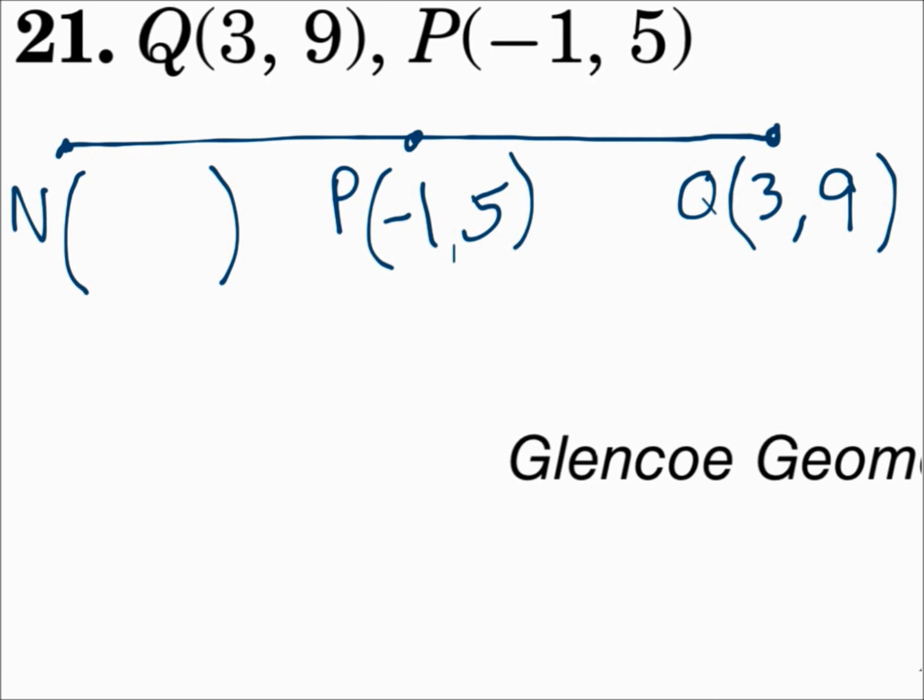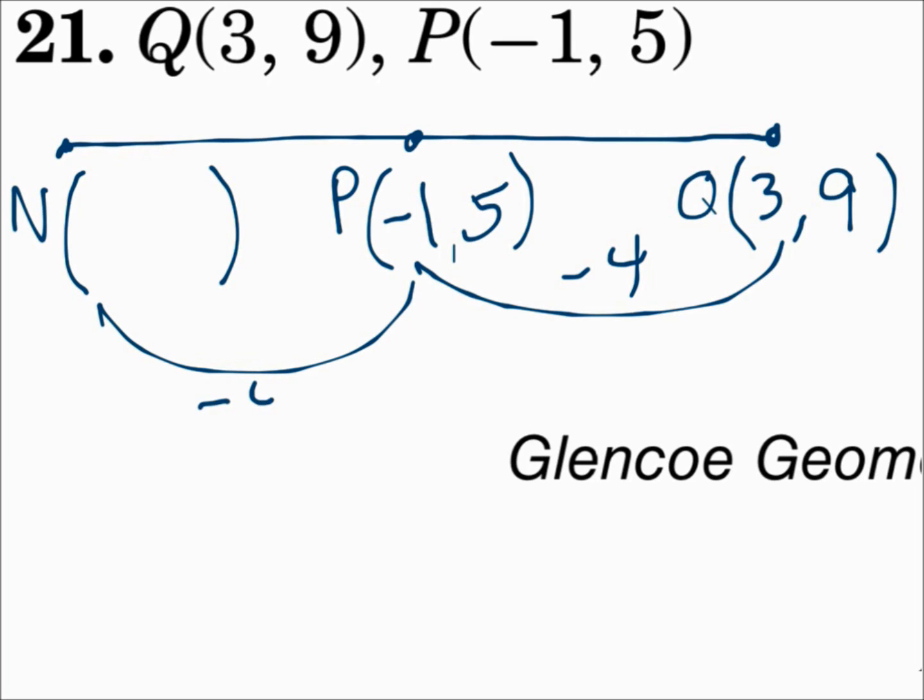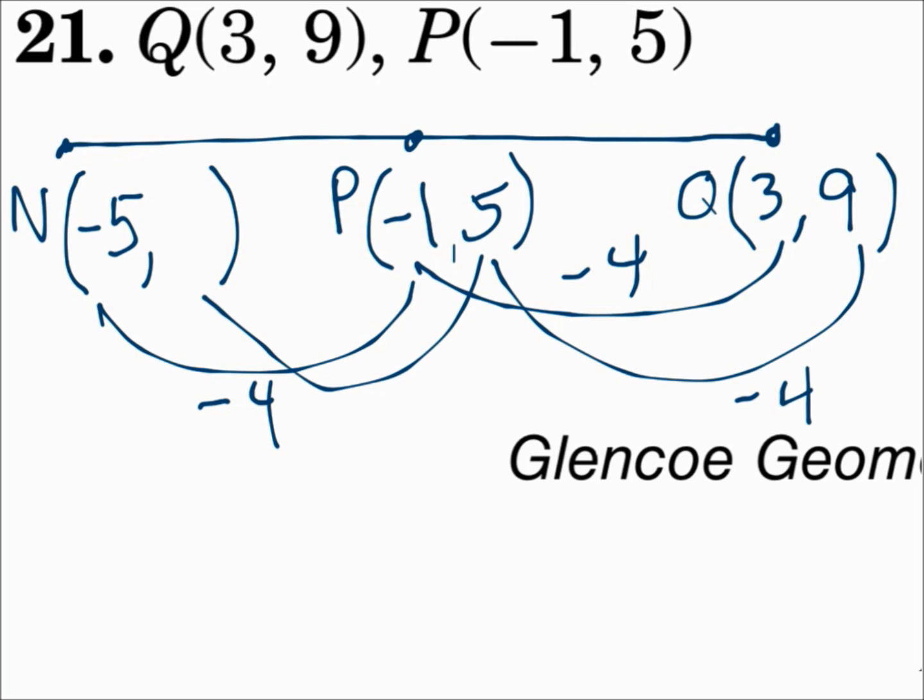For the last one, P is the midpoint, N and Q are the endpoints. Look at the x values. From 3 to negative 1, you're subtracting 4. Subtract 4 more, and you get negative 5. Look at y. From 9 to 5, you're subtracting 4. Subtract 4 more to get 1. Negative 5, 1 is the other endpoint.